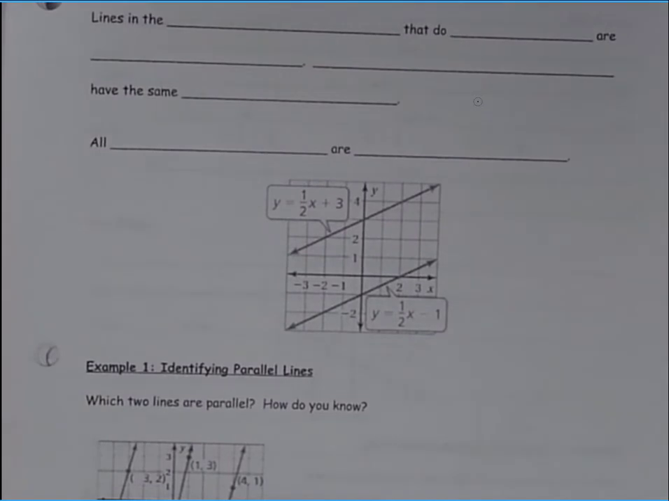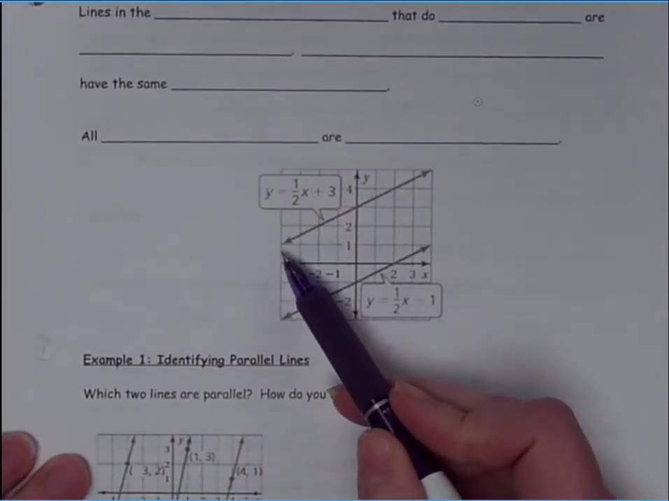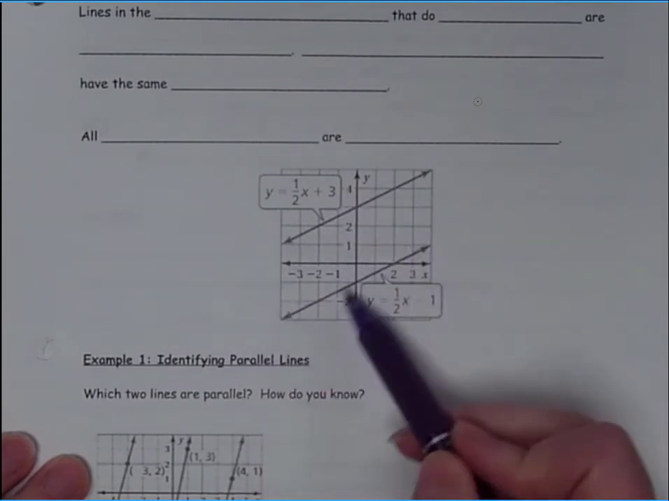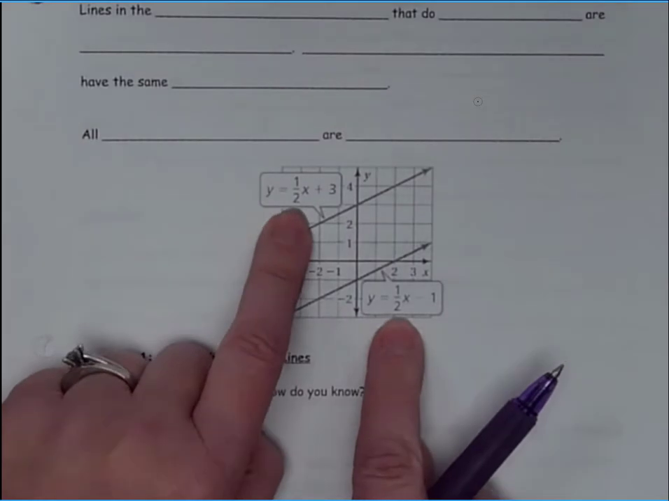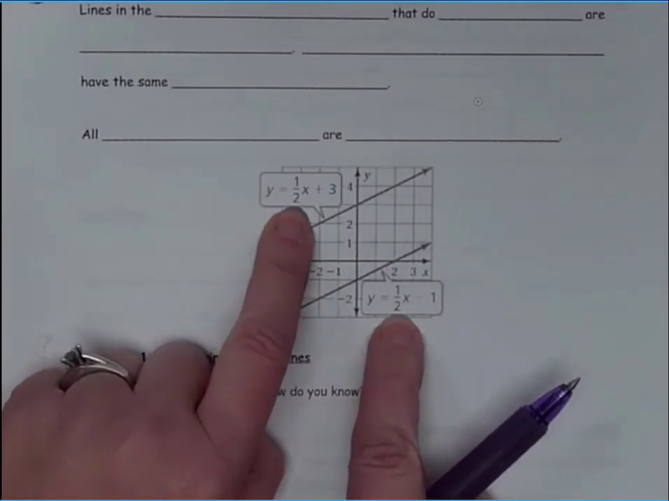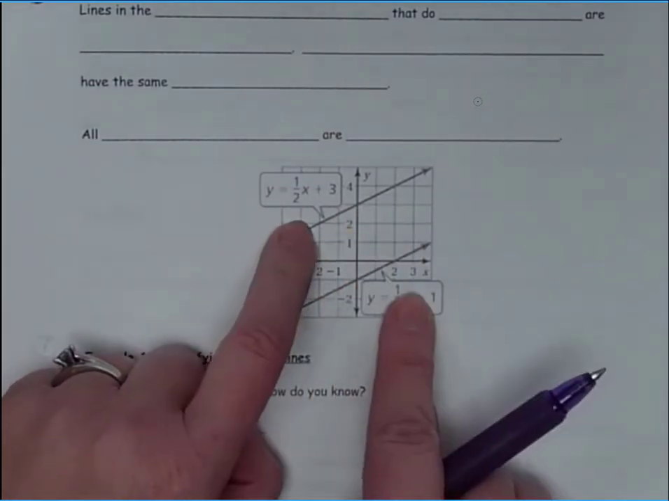Now, if I look at these, two lines are parallel. That means if I extend them in the plane, they will never cross. Now, if you look at these, what do you notice about the slopes? The slopes are exactly the same. So if I have two lines that are parallel, the slopes will be the same.